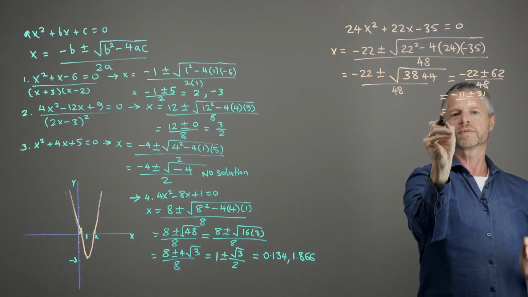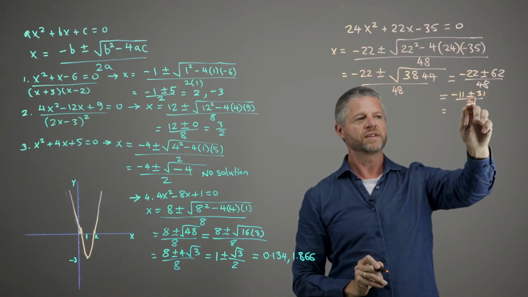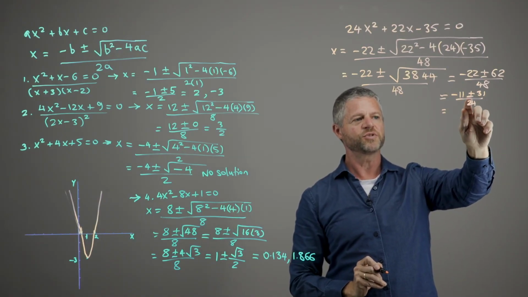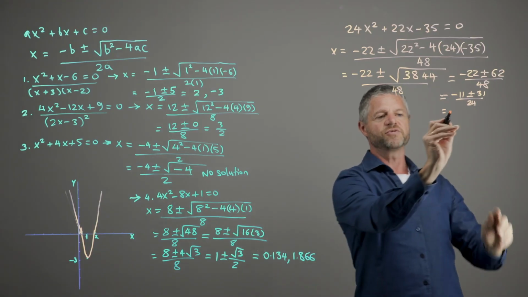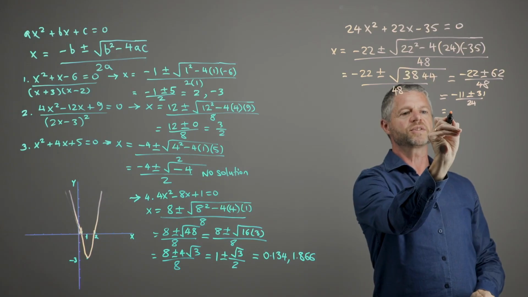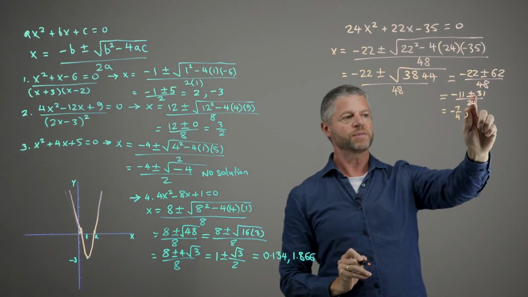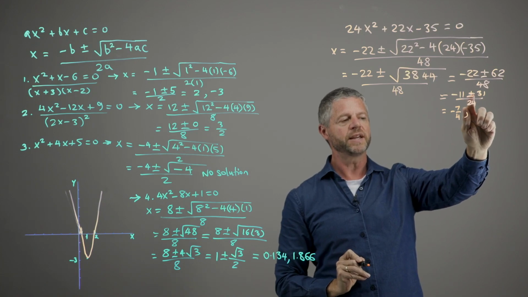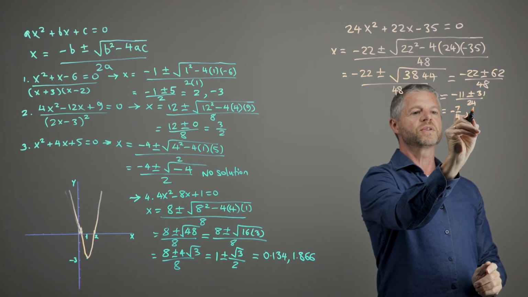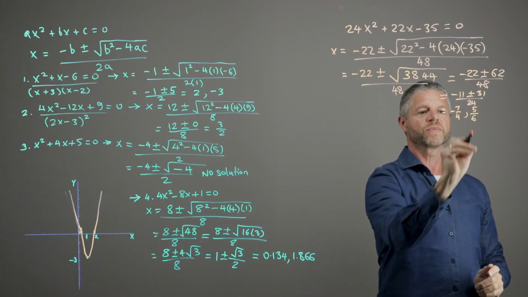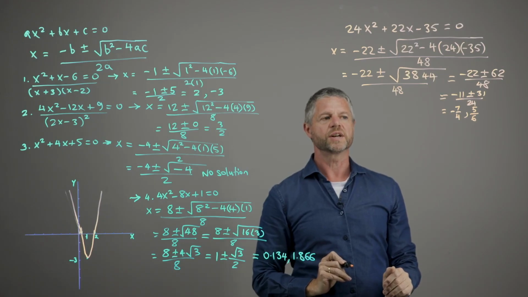And so if we do minus 11 minus 31, that's going to be minus 42. And then minus 42 over 24, we can reduce that to minus 7 over 4. And then minus 11 plus 31, that's going to be 20 over 24, so we can reduce that to 5 over 6. So those are our two roots for this example.